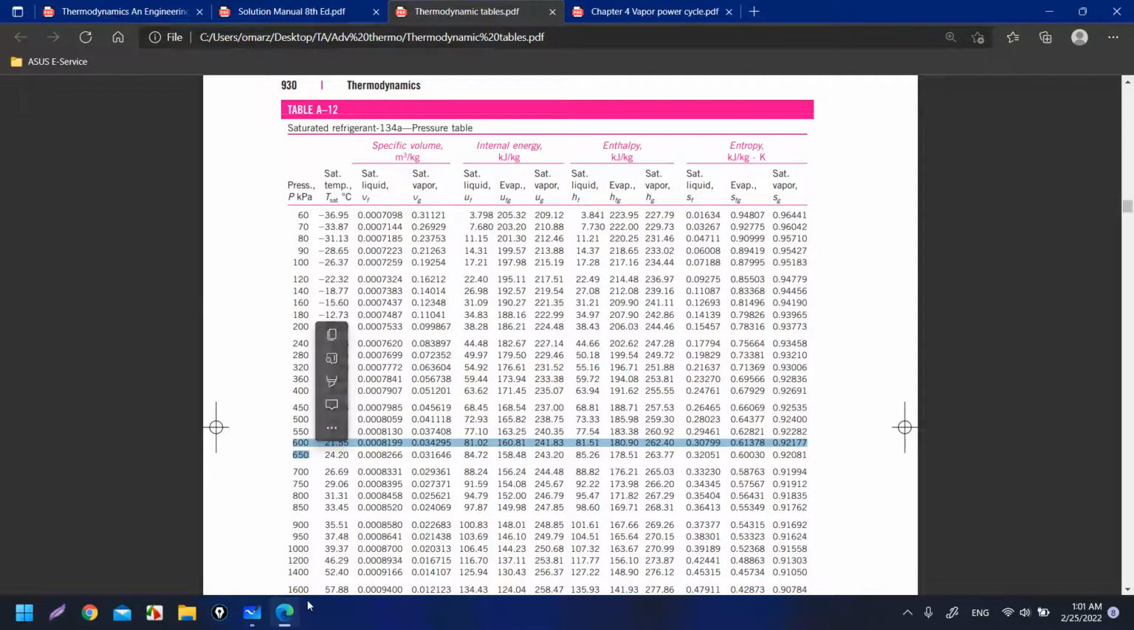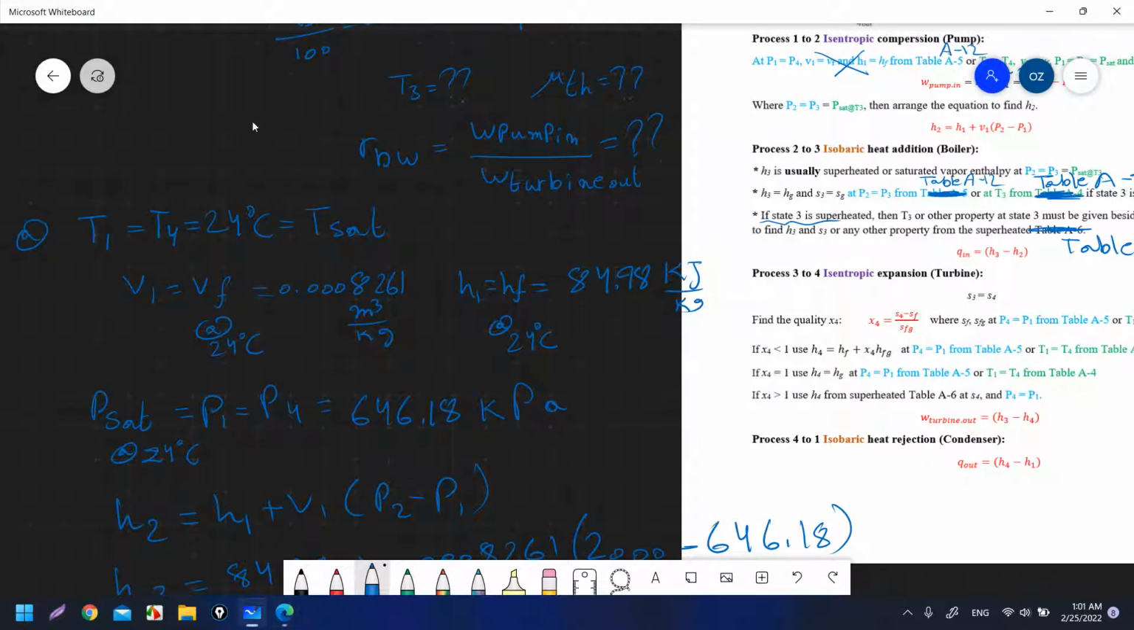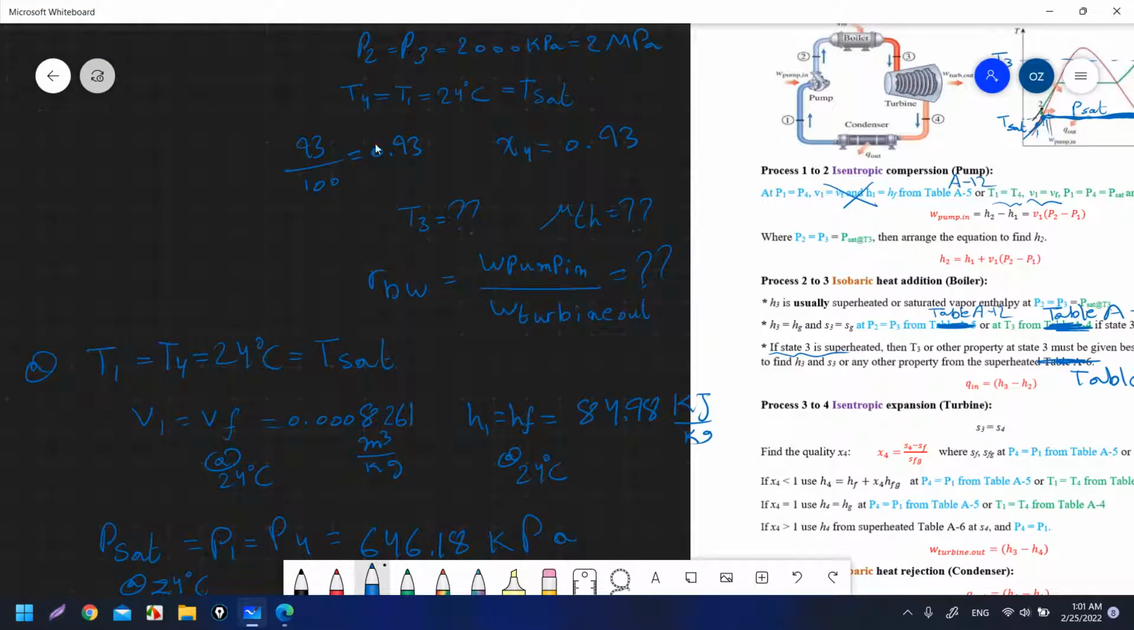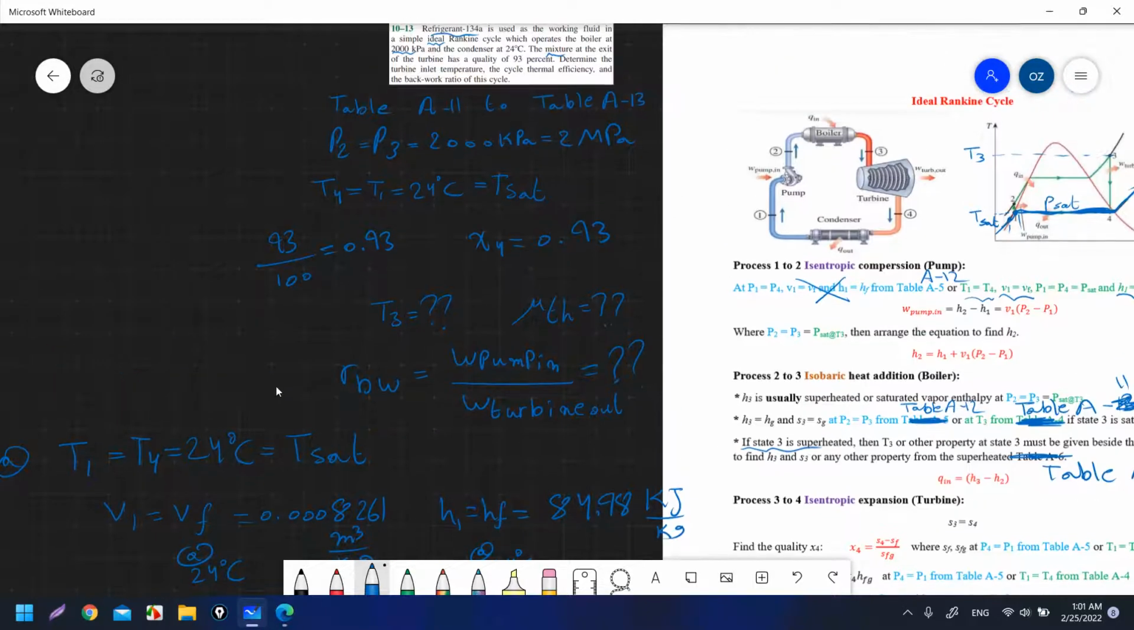It will be a long question. So if the temperature is given in the question, use the temperature. T4 equal to T1 equal to T sat. So what you need to do is find S4, because you are given the quality. That is the difference here. In the previous question, we needed to find the quality, but here the quality is given, so that is our solution. We can use the quality to find S4.